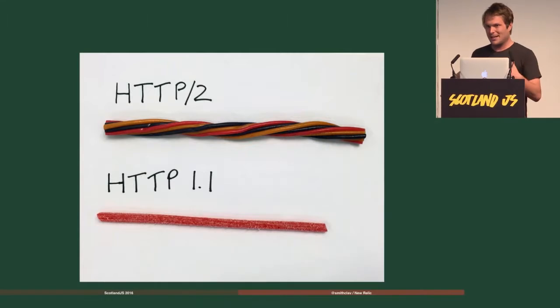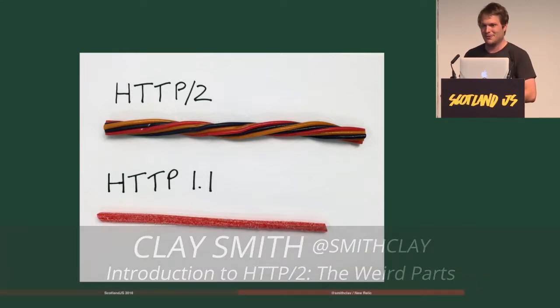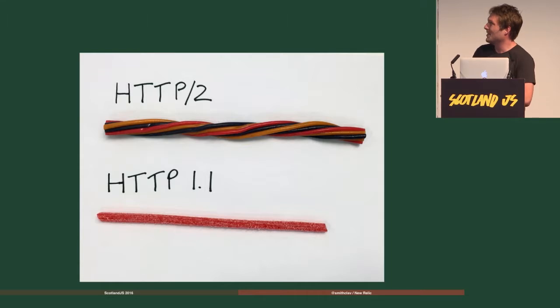And my favorite way to look at it, and this was me going to the candy store a few months ago, is if we compare the Twizzler party flavor pull and peel with a Sour Patch Kids rope, we can look at these protocols and think, well, H2 has this far more complex construction that allows us to deliver more candy more efficiently to our mouths, and kind of digging into that a bit further.